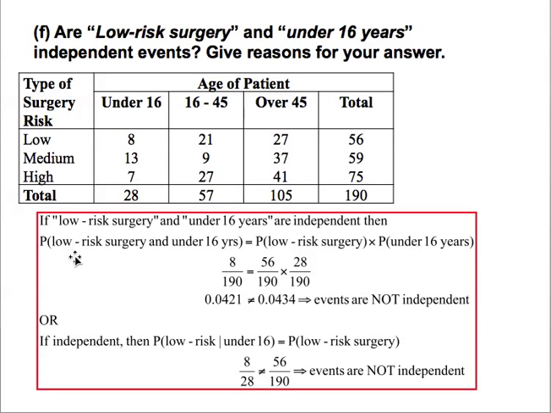Okay, now when we worked out the probability of low risk and under 16, we got 8 over 190. When we worked out the right hand side, low risk surgery is 56 over 190 times under 16, 28 over 190. When we broke that down, we realized that the value on our left is not equal to the value on our right. Therefore, the events are not independent.